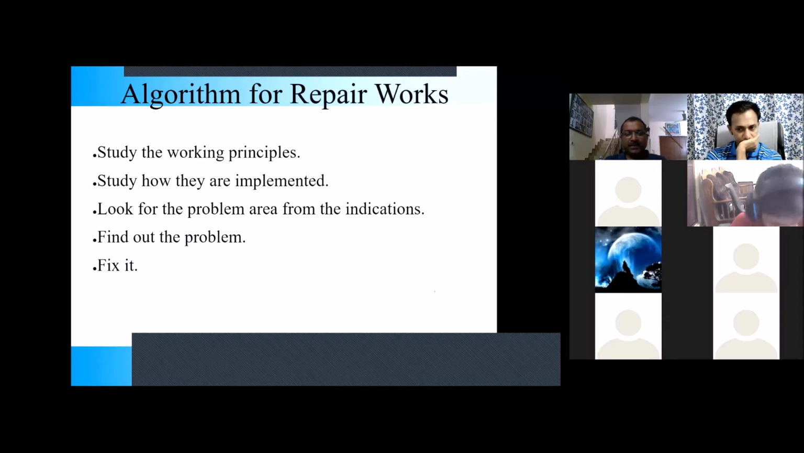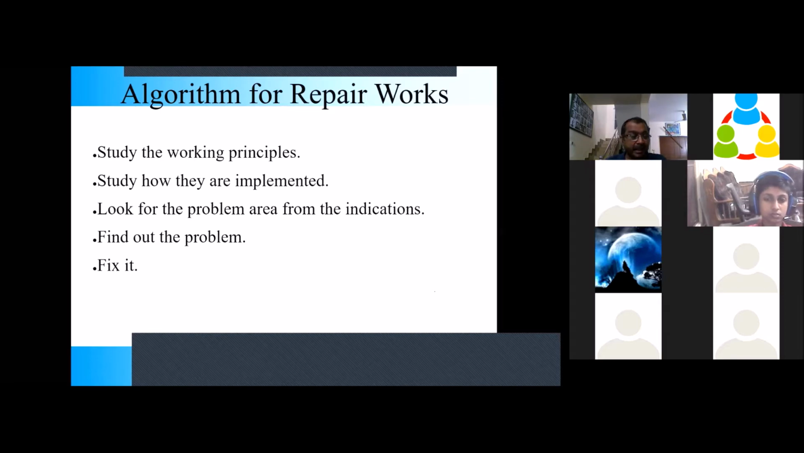So in order to fix a problem, here it is a ship. You have to study the working principles of that equipment. Very first, you have to study the working principles. Then you have to study how these principles are implemented in our system, in our ship's engine. Then we have to look for the problem area.